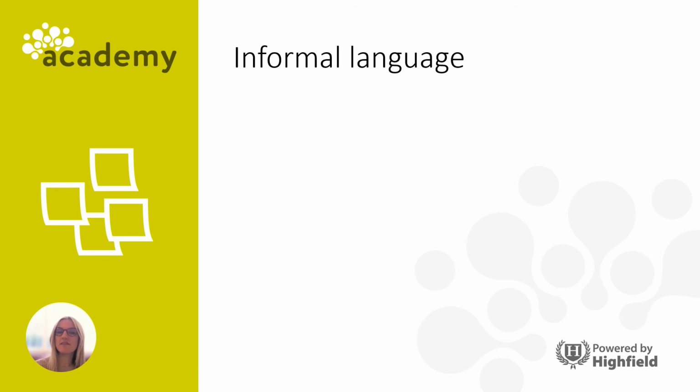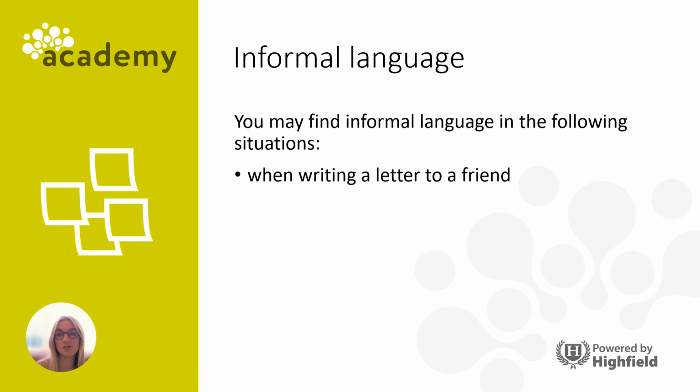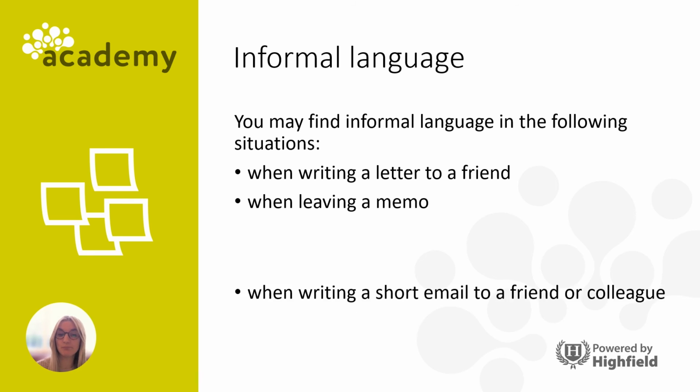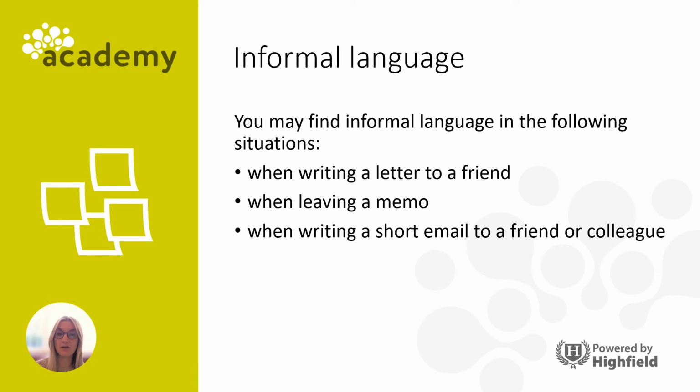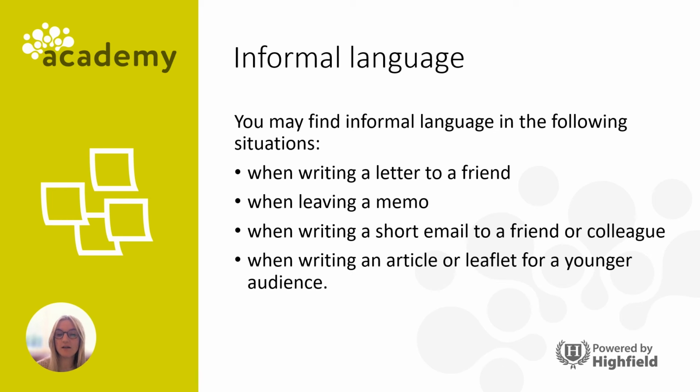So informal language tends to be non-standard English. The text will include shortened words or words and phrases that might be typical of a particular region or dialect, or even slang. Now you might find informal language in the following situations: when writing a letter to a friend, when leaving a memo, when writing a short email to a friend or colleague, when writing an article or leaflet for a younger audience. And remember, slang words or phrases can be used in these situations. Now let's look at some examples of informal language that might be found in texts.